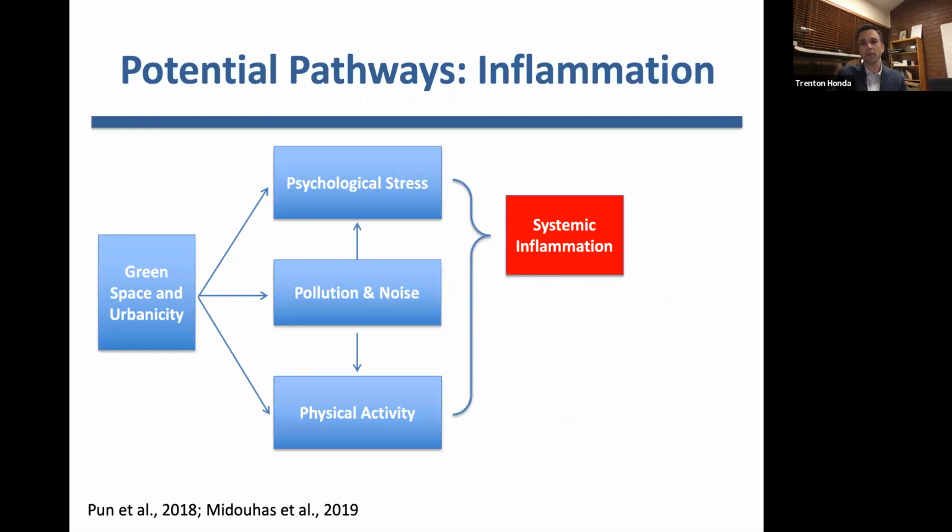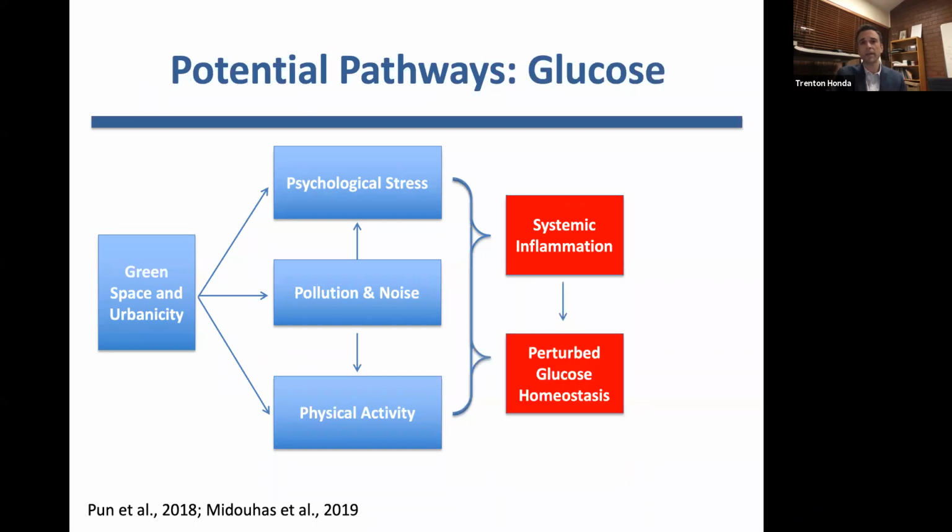And so some potential pathways exist to explain these associations, particularly around green space. Increased green space can be associated with decreased psychological stress, decreased pollution and noise, as well as increased opportunity for physical activity, whereas urbanicity can be associated with increased psychological stress, increased pollution and noise, and then decreased physical activity. All of these could lead to increases in systemic inflammation. And then if we think about the pathways for glucose perturbations, it's possible that all of these both impact glucose independently, as well as impact glucose through systemic inflammation.